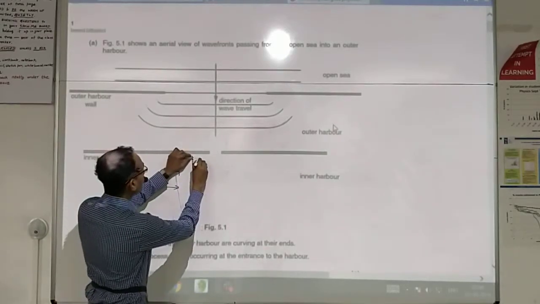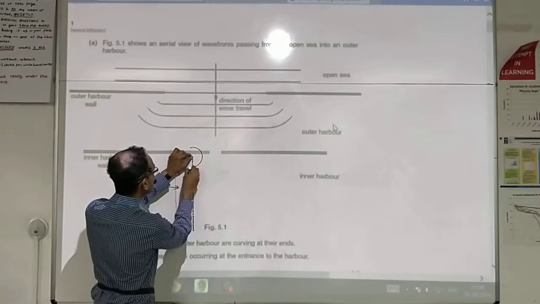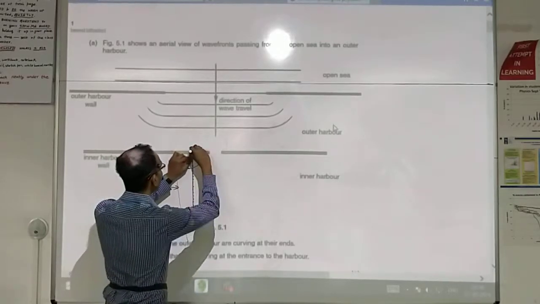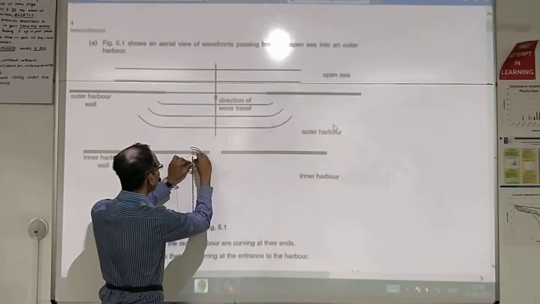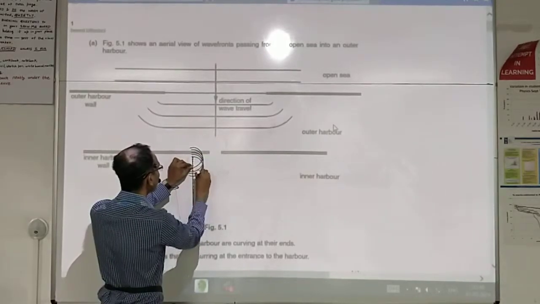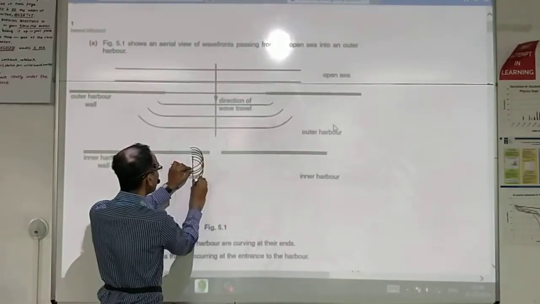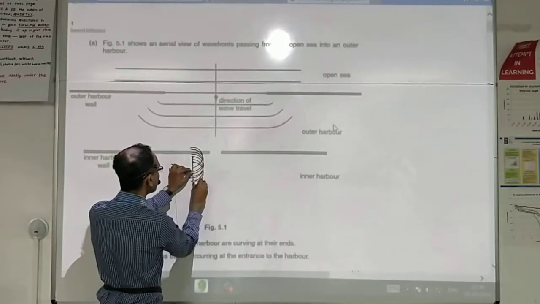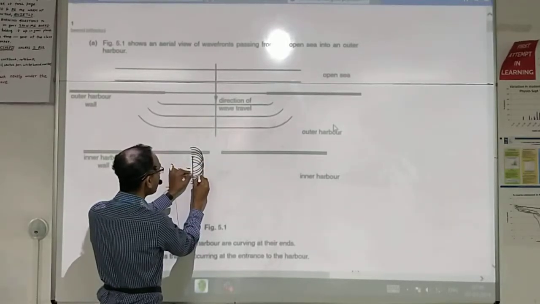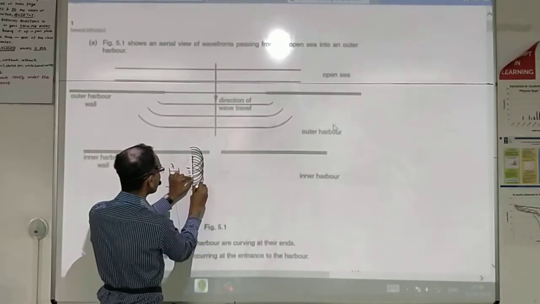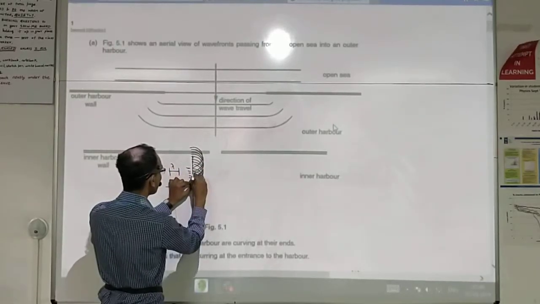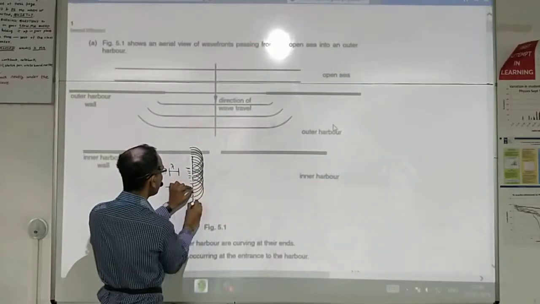So now from this point the secondary wavelet has been emitted. From this point also. From this point also. Like this, if you keep drawing the secondary wavelets, the outer envelope of all these secondary wavelets becomes your new wavefront. Please do it in your notebook.